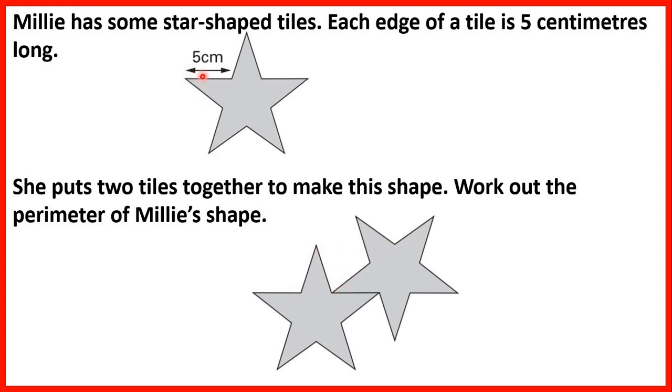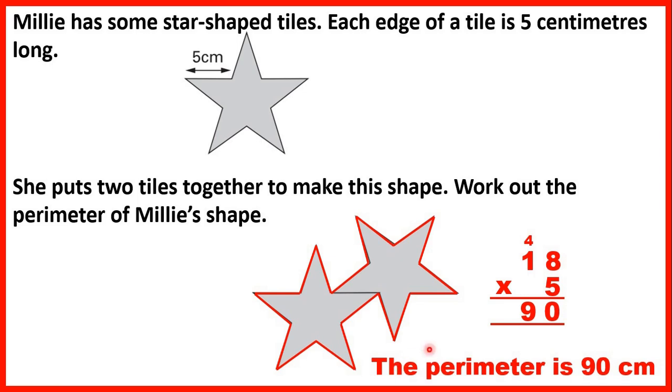We know that each side is 5 centimetres, so what we need to do is to count or work out how many sides we have. We have 1, 2, 3, 4, 5, 6, 7, 8, 9, 10, 11, 12, 13, 14, 15, 16, 17, 18 sides around the outside of our shape. Now if each of these sides is 5 centimetres, we can find our perimeter by working out 18 times 5, and that gives us 90, so the perimeter is 90 centimetres.